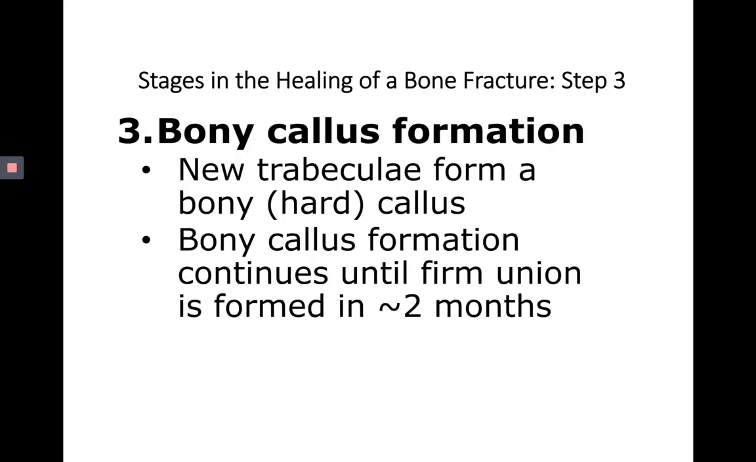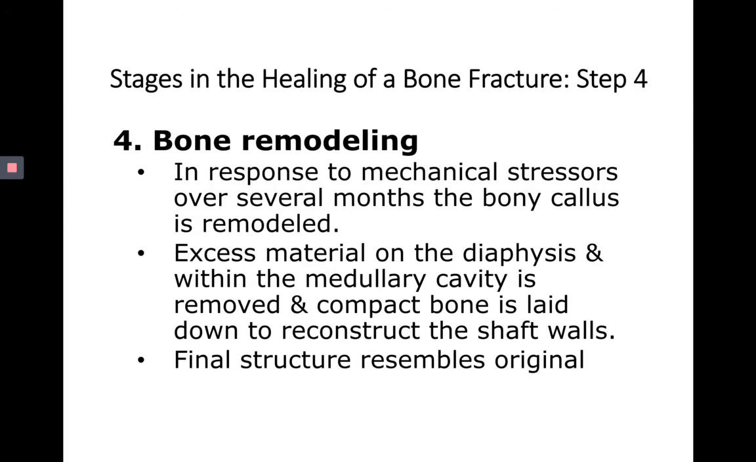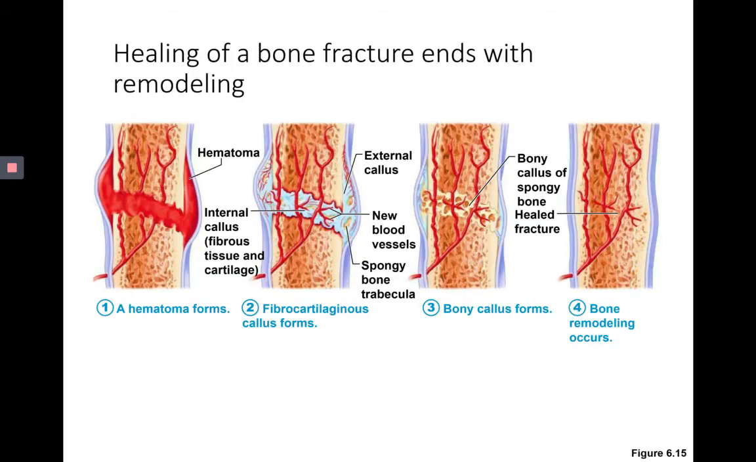Bony callus again begins almost within a week after the fibrocartilaginous callus, and you'd form new trabeculae first before you form hard or compact bone. It could take up to 2 months before you have a firm union between the 2 sides of the bone. Then after that, bone remodeling takes place to make sure that the final structure resembles the original. So any excess material is removed by osteoclasts, then osteoblasts lay down a new bone matrix, make sure you have a compact shaft around the diaphysis.